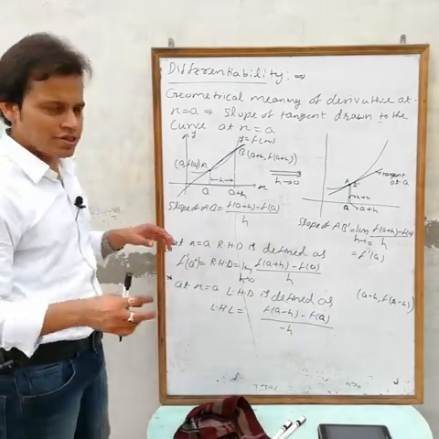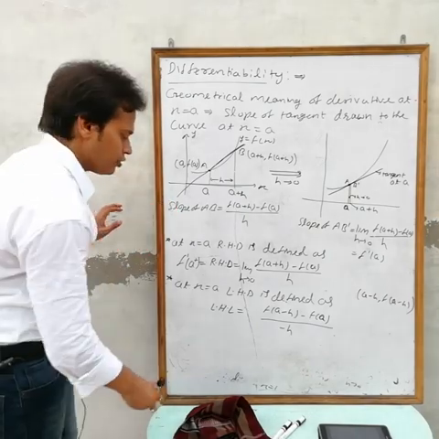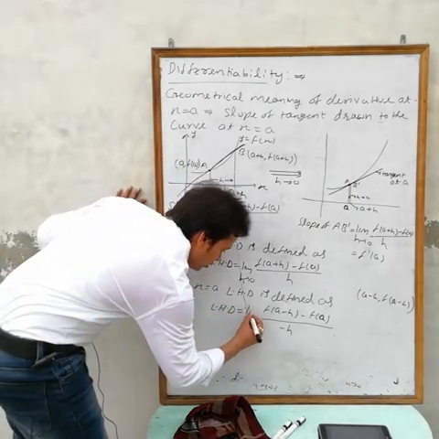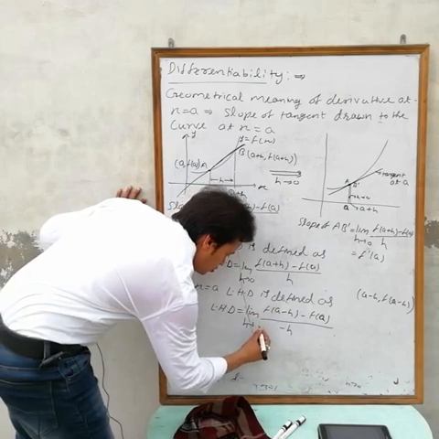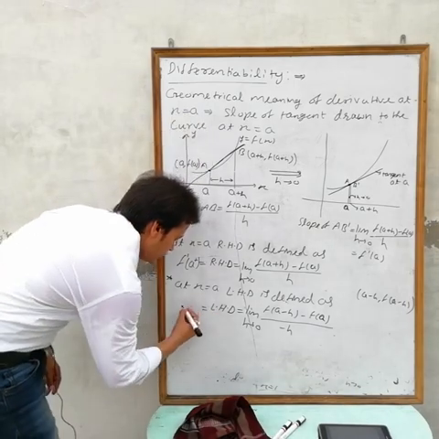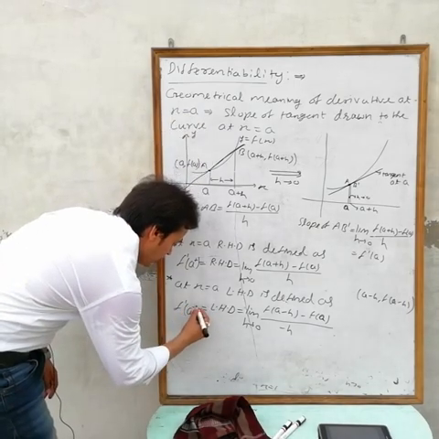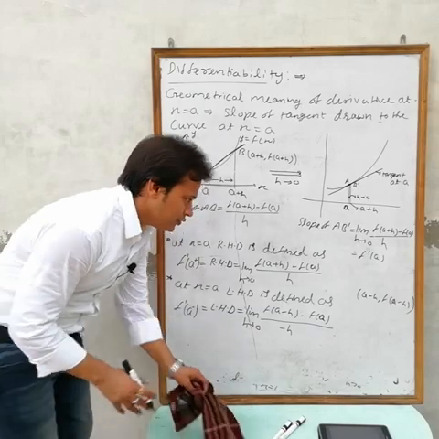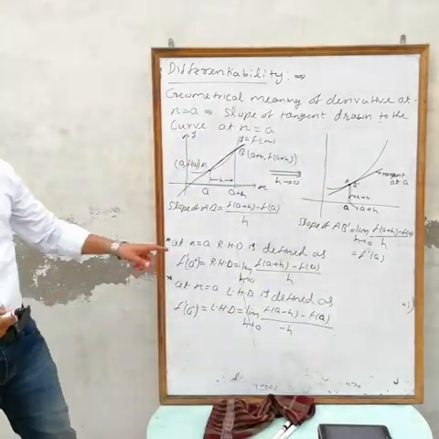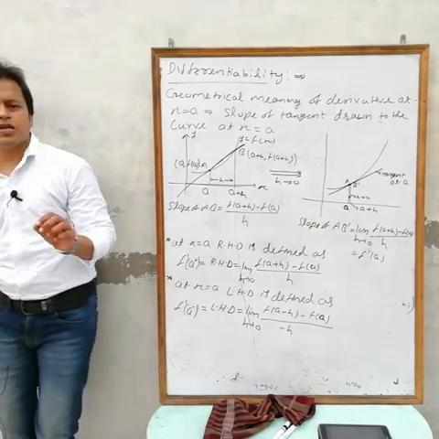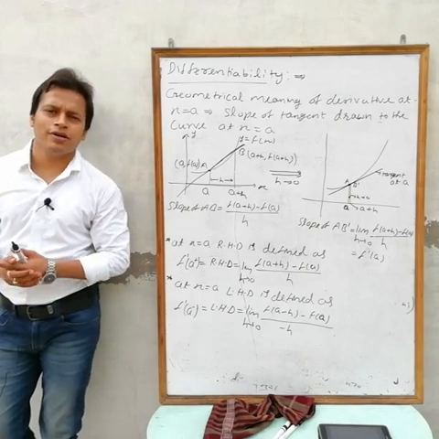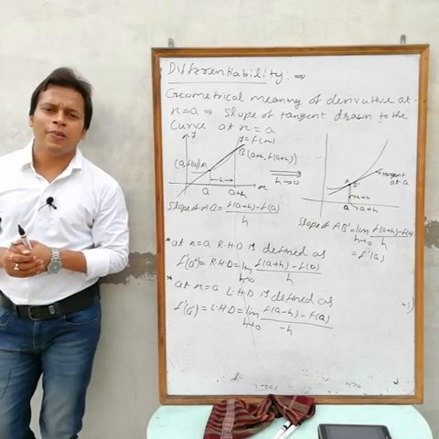Okay, this is the tangent now, so h must be tending to 0. Limit, sorry, this is LHD, limit h tending to 0, and this can be written as f dash a minus. So at x equals a, RHD is limit h tending to 0 of f(a plus h) minus f(a) by h, and LHD is limit h tending to 0 of f(a minus h) minus f(a) by minus h.